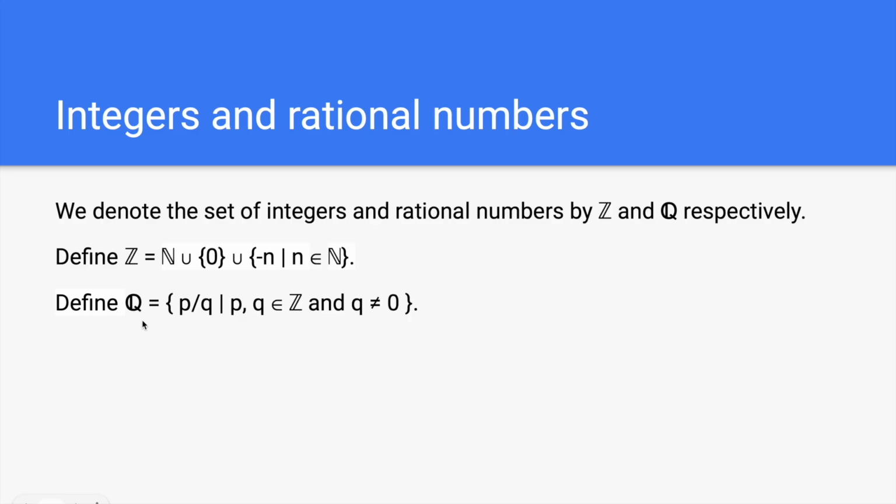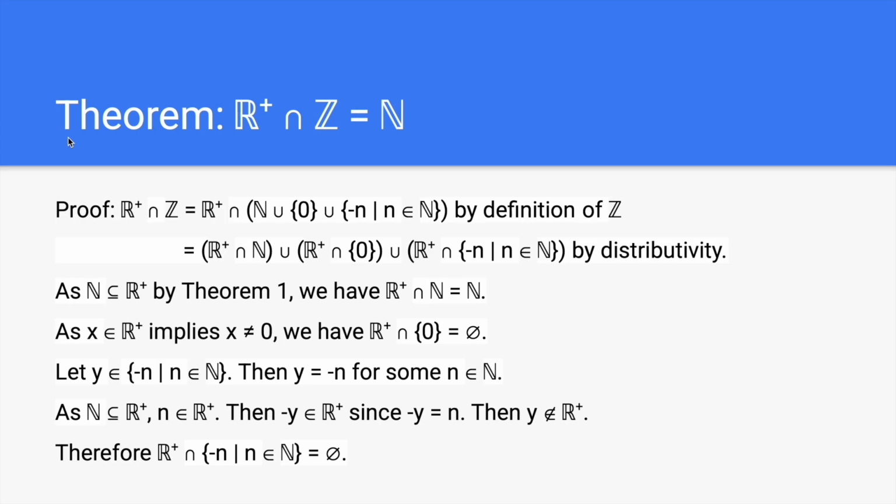Define ℚ to be the set containing all p over q such that p and q are integers and q is not 0. Theorem: ℝ⁺ intersect ℤ equals ℕ.